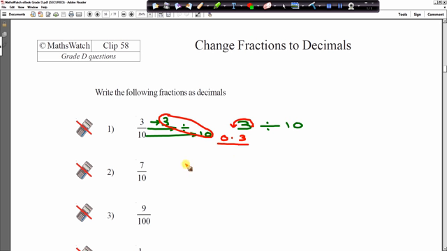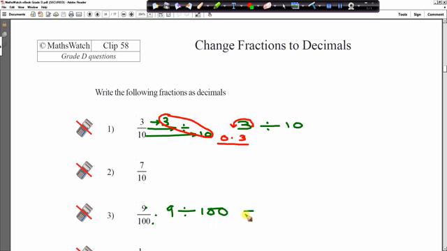So the rest of these are done in a similar fashion. It's the top number divided by the bottom number. So if I wanted to do 9 over 100, that means 9 divided by 100. So we say 9 divided by 100.